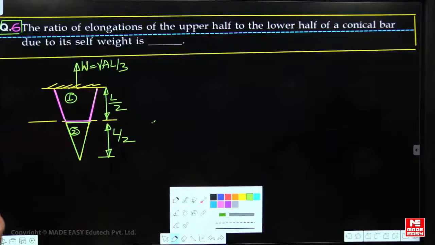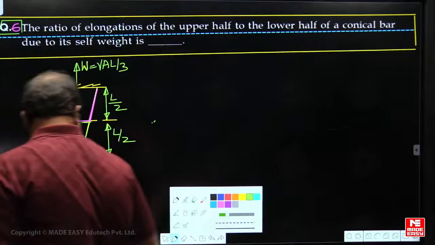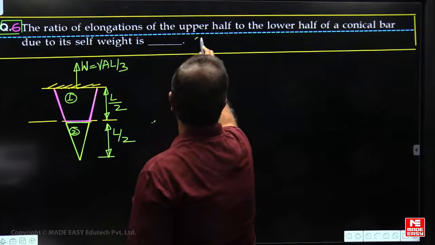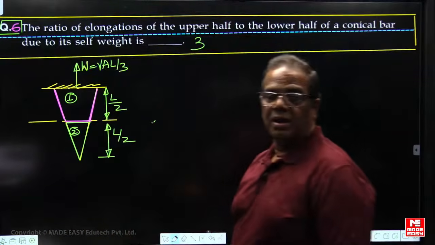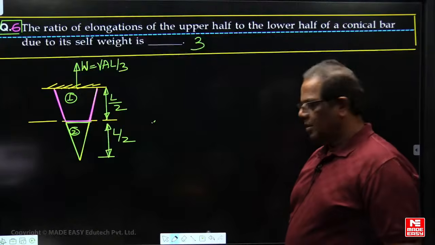Anybody, what the answer now? Good. If it is given 4 by 3, 1:3, that is what? A 3. 3 is the answer now. Good. So this answer is 3. Some students have given 1:3, 3:1.